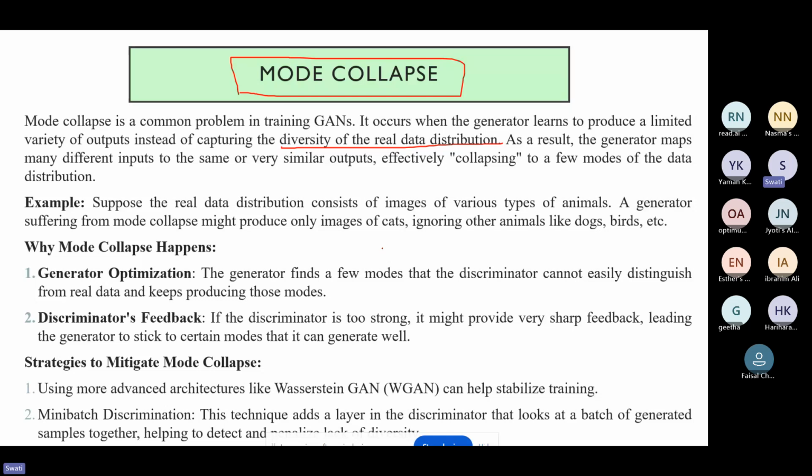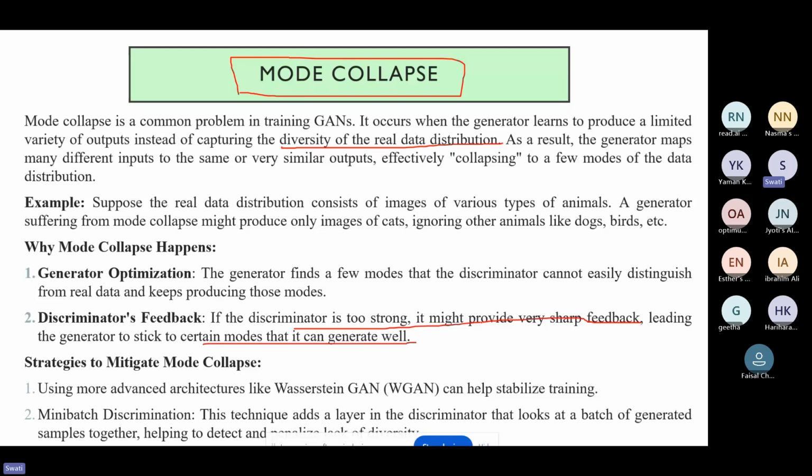Our main target is to fool the discriminator as much as possible. So as soon as the generator sees that the discriminator is not able to distinguish these cat images, it will start producing only those kinds of images, because its main task is to fool the discriminator. And the discriminator will also provide feedback that yes, these are being generated well. So in this case, you can't actually capture the diversity. You will just keep training on the same images.